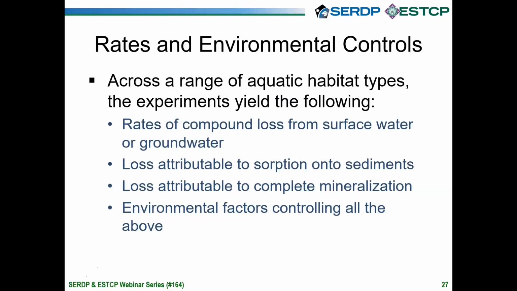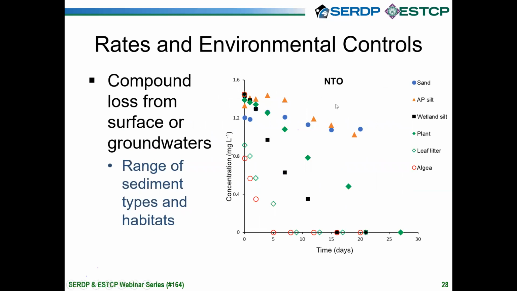Okay, so for the next 4 or 5 slides, I'm just going to give you a data example from some of these experiments that correspond to each one of these bullet points. The first one is some experiments we did with NTO. Each one of these series represents a different quote unquote habitat type. So we have sand, silt, wetland, and one where we added plants. That was the picture on the last slide. And then we have a couple that we've amended with natural sources of organic matter, one with leaf litter and one with phytoplankton. This plot is looking at the disappearance of the parent compound over time.